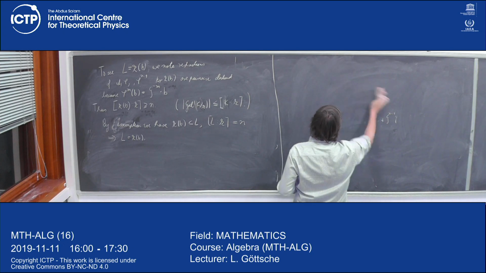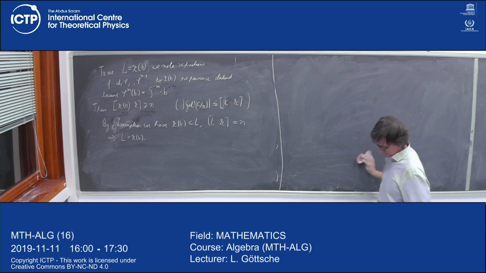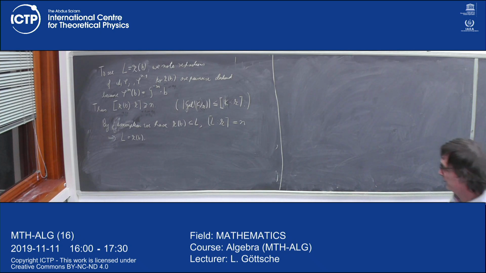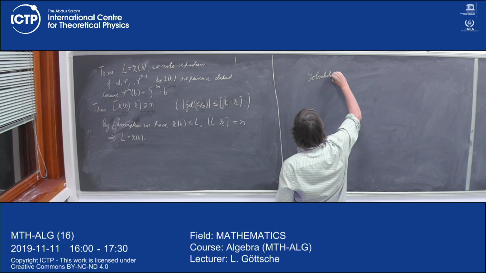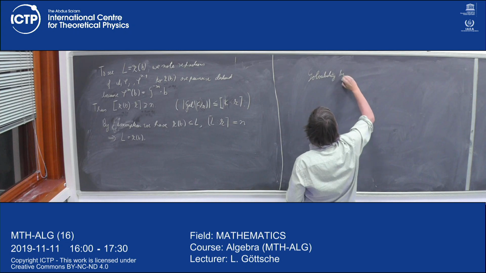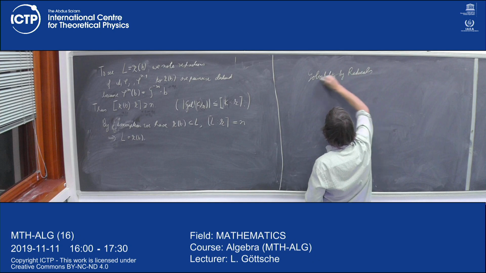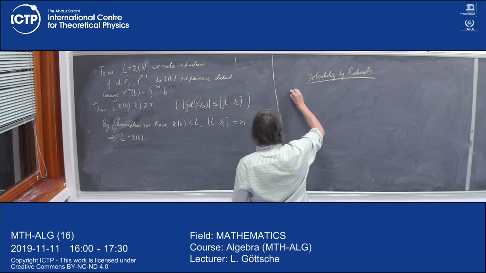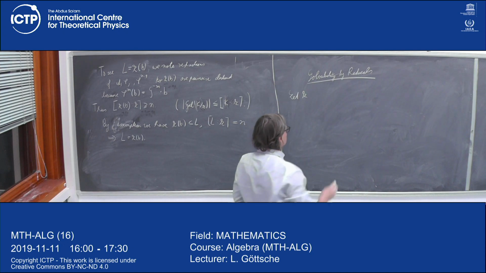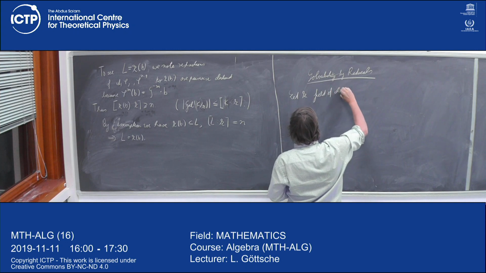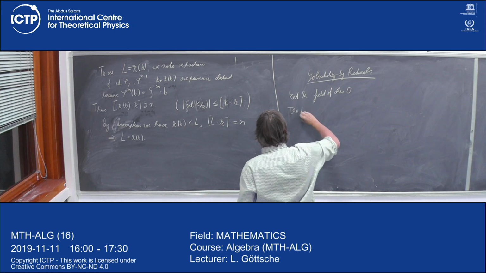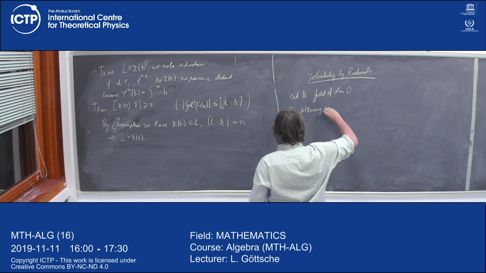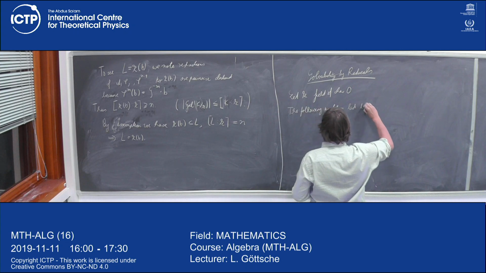So now I want to go to solubility by radicals, which is in some sense the motivating problem for Galois theory, and for many years it was a very important problem. So, solubility by radicals. I assume again that K is a field of characteristic 0. If you want, you can assume it's Q. The following problem led to Galois theory.